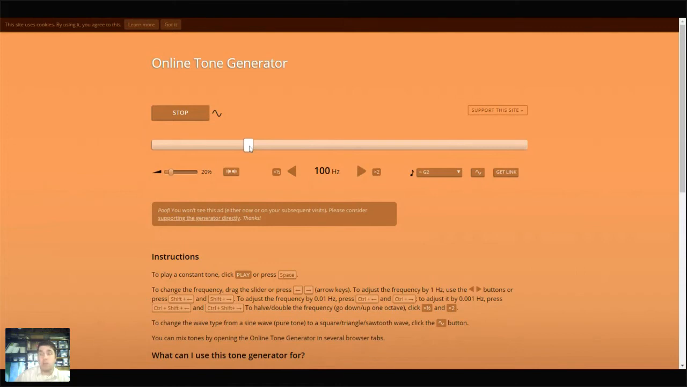As we lower the tone, we get a lower pitch. It actually sounds lower to our ears. And in fact, we as humans can hear anywhere from 20 hertz. So this is actually below what human hearing can hear. And we will be able to go up to roughly 20,000 hertz.